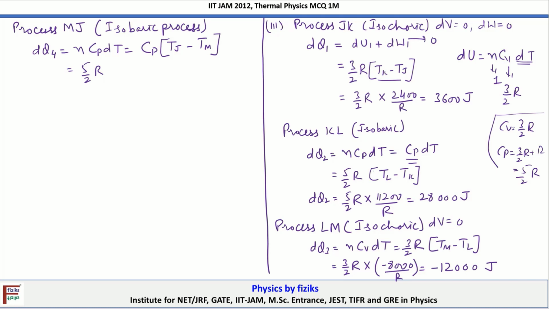So Tj minus Tm is again negative. If you substitute the values of Tj and Tm, we will obtain minus 5,600 divided by R, and after doing the multiplication, this is minus 14,000 joule.